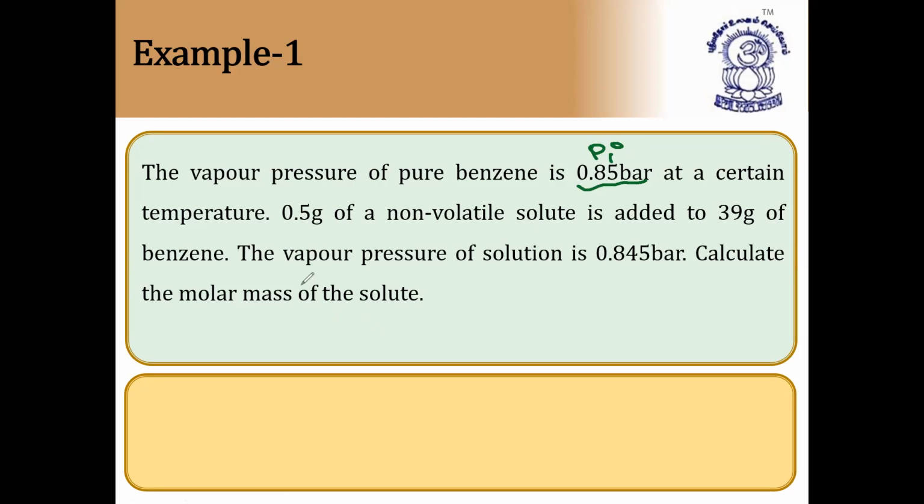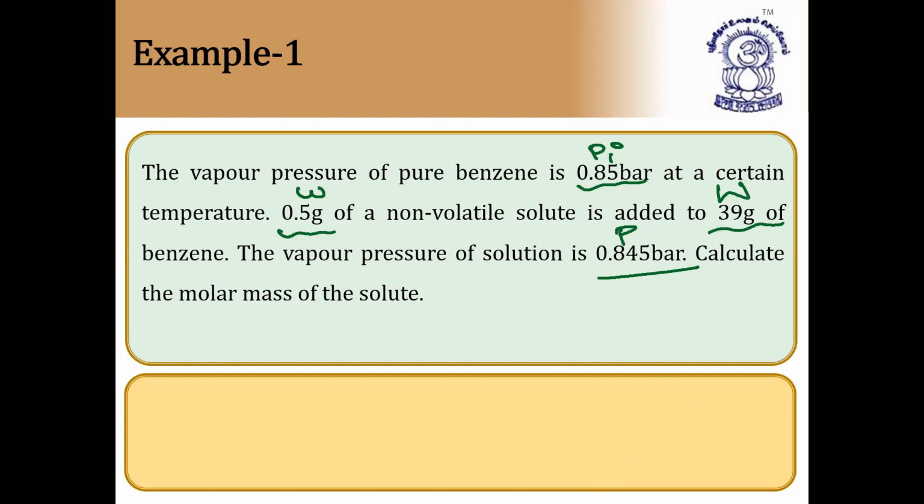0.5 grams means weight of solute. Weight of solute is W2, small w2 or small w, of a non-volatile solute, is added to 39 grams of benzene. That is called weight of solvent. The vapor pressure of the solution becomes 0.845 bar. That is nothing but P, which is also given, because after adding this non-volatile solute, the vapor pressure decreases to 0.845 bars.